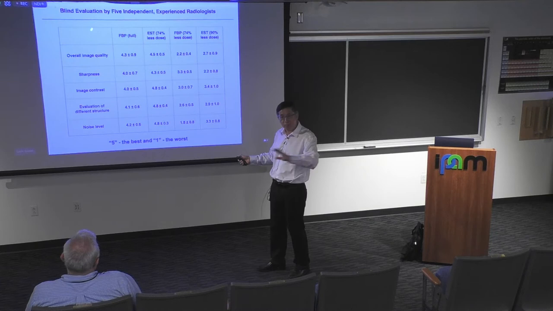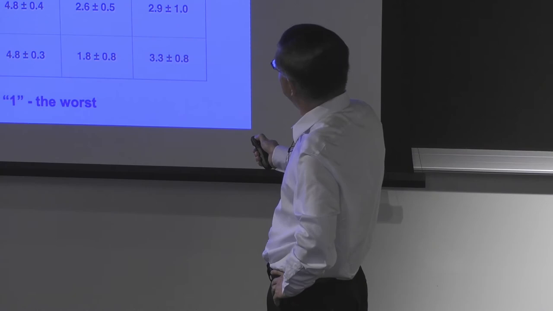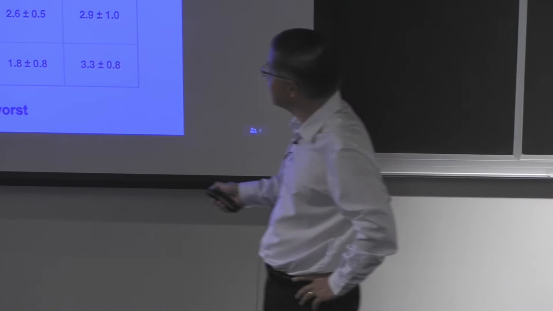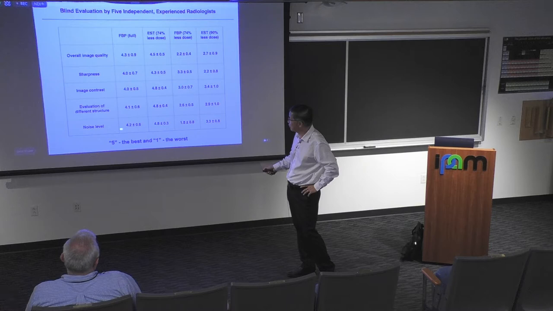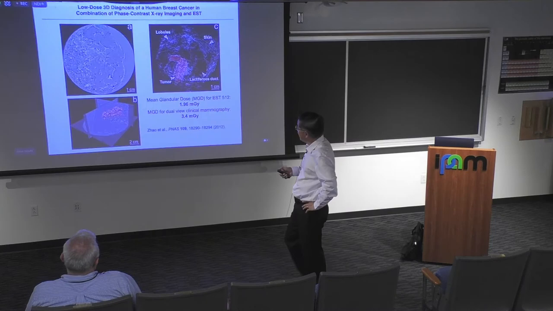Once the filtered back projection with 2000, this EST is only 512, so 74% dose reduction, and this filtered back projection 512, and EST only 200 iterations. And there are different quality measures: overall image quality, sharpness, image contrast, evaluation of different structures, noise level. And you can see this one is always better. I mean, five is the best, and one is the worst. That's quite interesting.